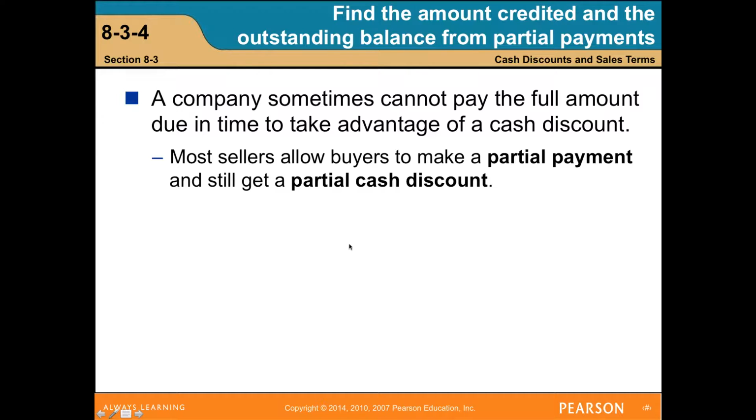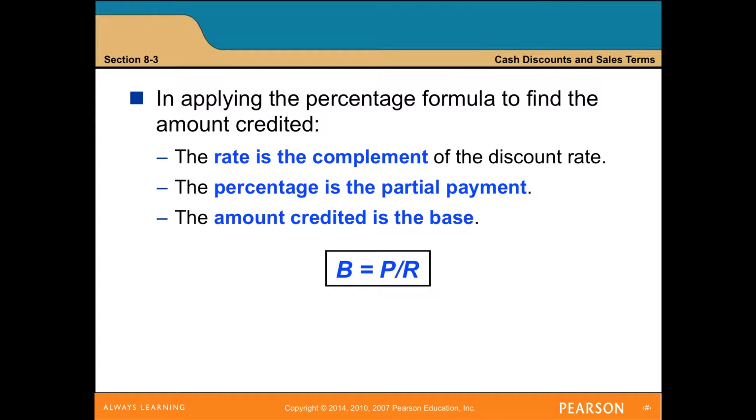Find the amount credited and outstanding balance from partial payments. A company sometimes cannot pay the full amount due in time to take advantage of a cash discount. Most sellers allow buyers to make a partial payment and still get a partial cash discount. In applying the percentage formula to find the amount credited, the rate is the complement of the discount rate, the percentage is the partial payment, and the amount credited is the base.